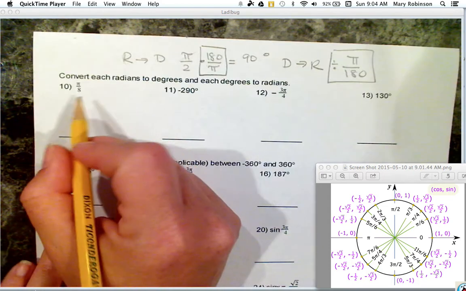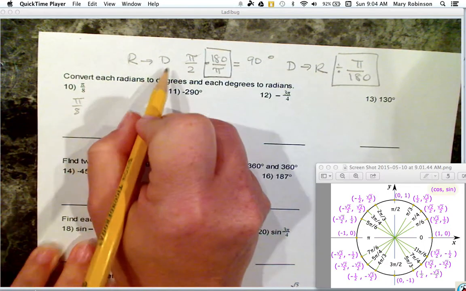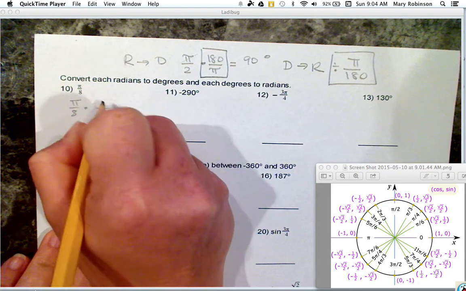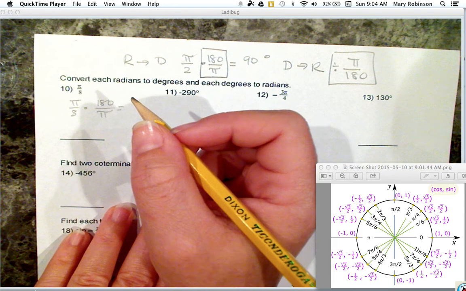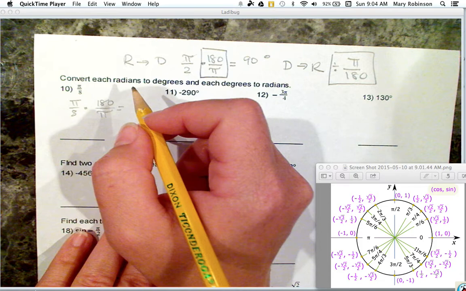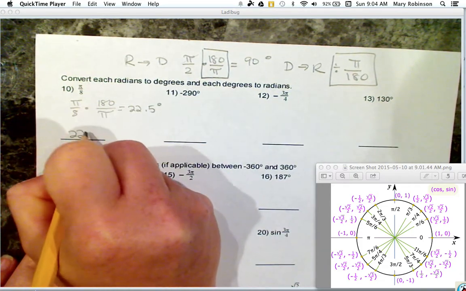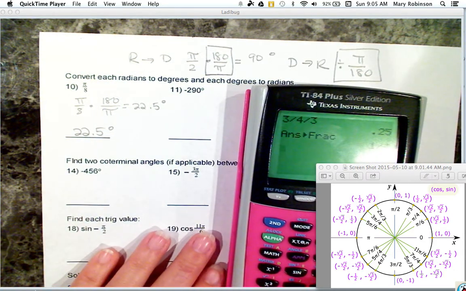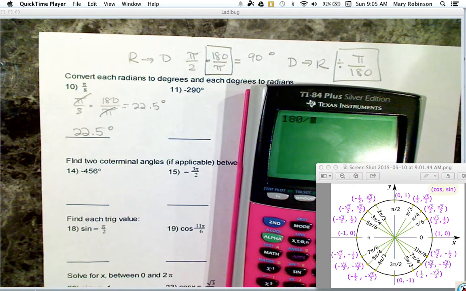So for number 10, we're given this measure in radians. So we've got pi over 8. We want to convert to degrees, so multiply by 180 over pi. Just type in your calculator, 180 divided by 8, and we get 22.5 degrees. I don't think you need to see that step, but I can type it in for you. So again, our pi's cross out, 180 divided by 8, 22.5.